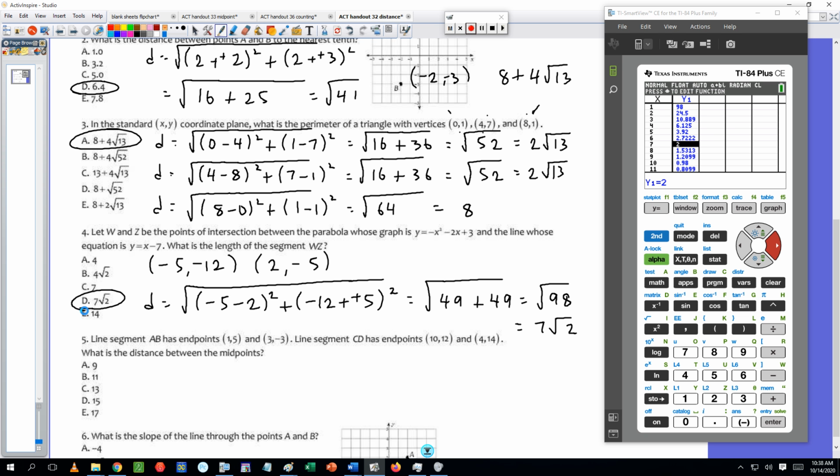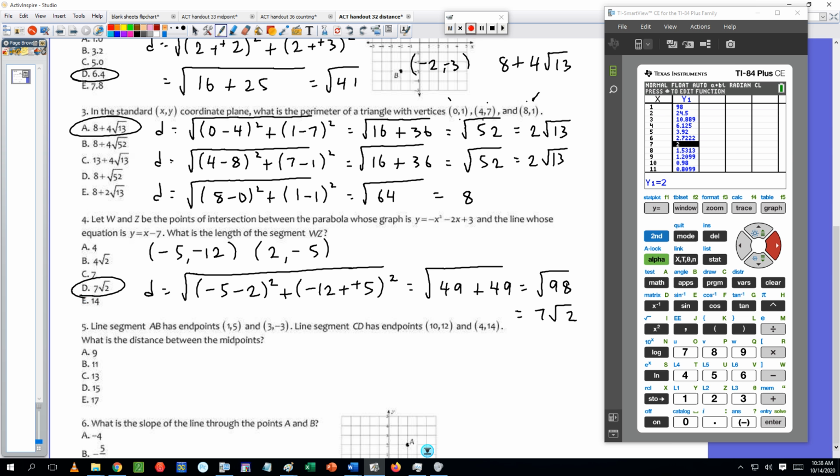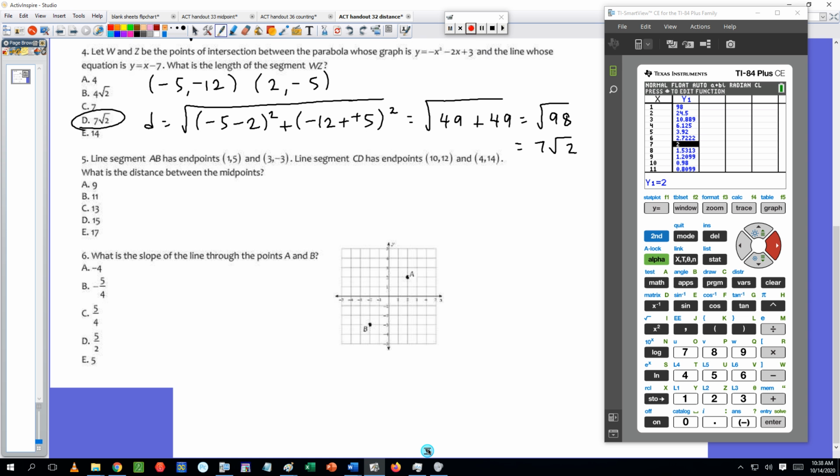Line segment AB has endpoints. Line segment CD has endpoints. What is the distance between the midpoints? So what we'll need to do first of all is find their midpoints. So AB, we find midpoints by averaging. So 1 plus 3 over 2 is 4 over 2, which is 2. Do the same thing for the y's. 5 plus -2, 3 over 2 is 2 over 2, which is 1. So the midpoint for this one is 2, 1.